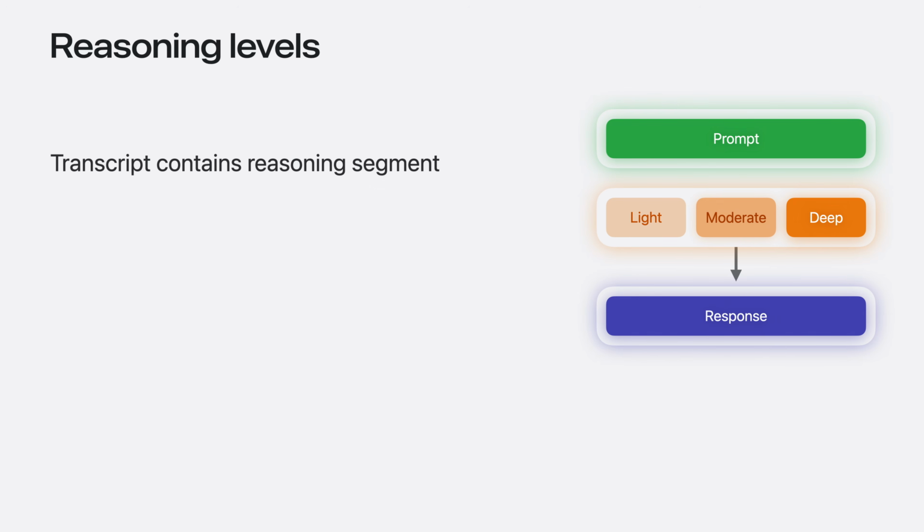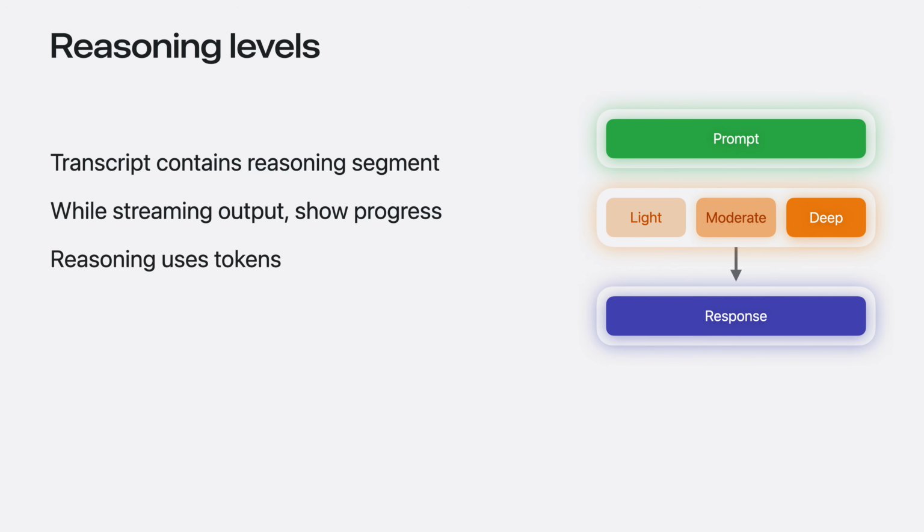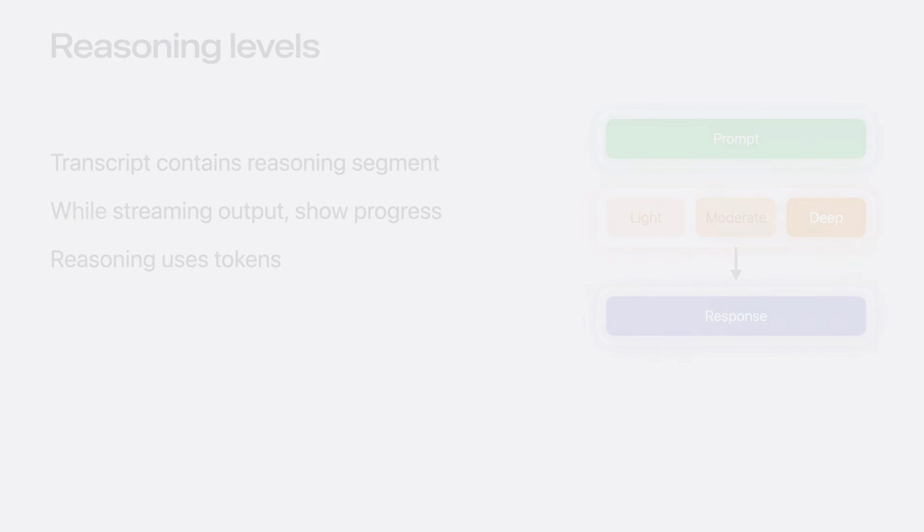The transcript of your session includes the reasoning segment. You can observe the transcript to show progress, which is especially useful with the deep reasoning level, which may take some time. But keep in mind, reasoning is extra text that the model generates, so it uses tokens. This counts towards your context size limit.